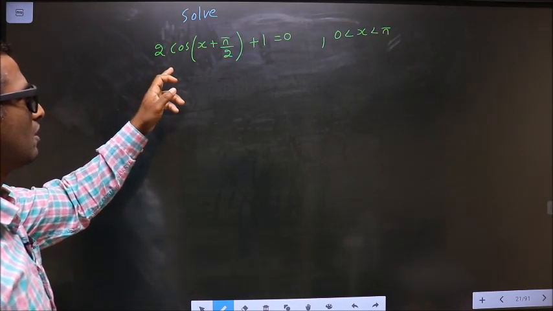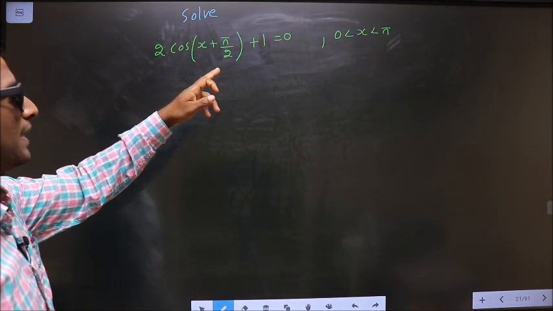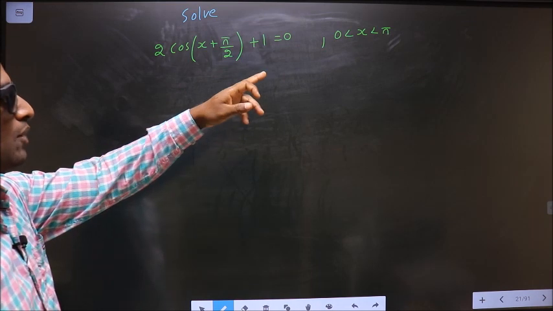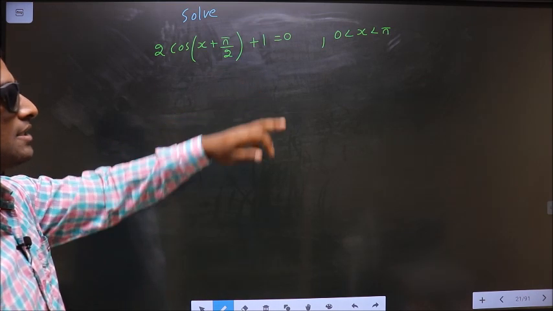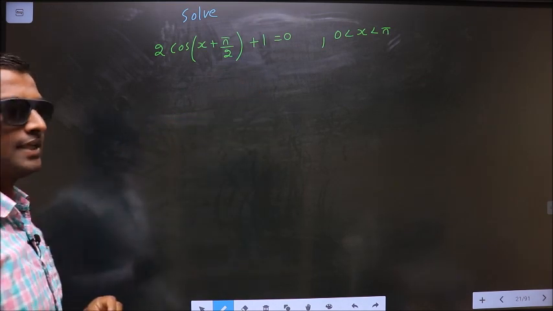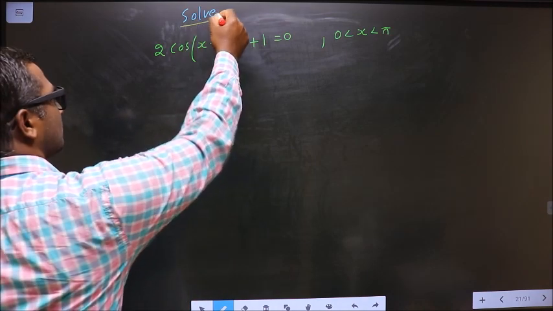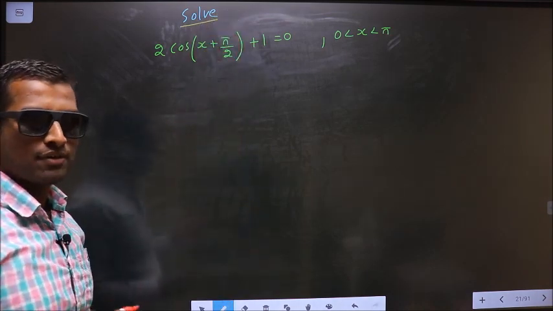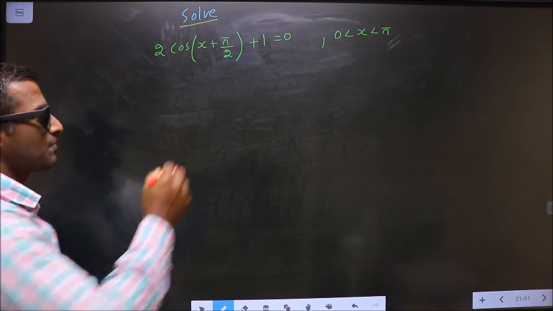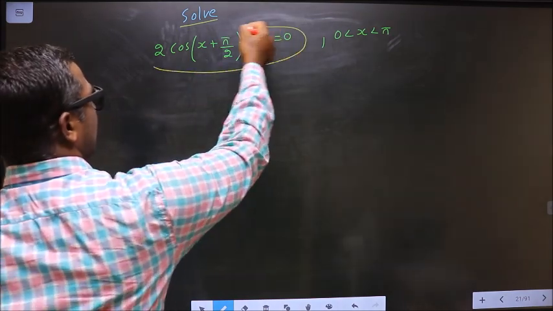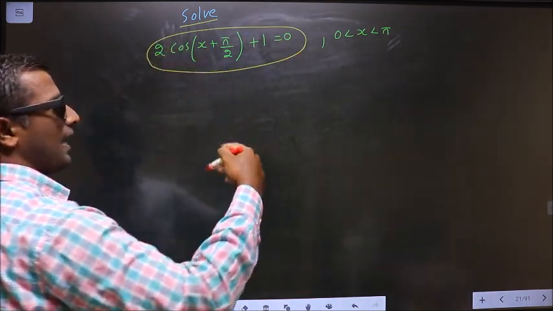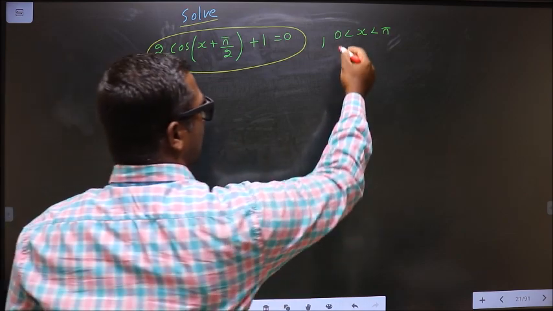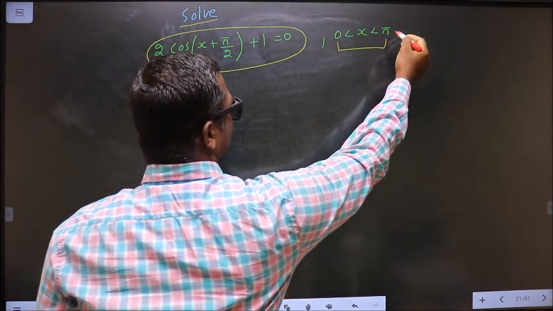Solve 2 cos(x + pi/2) + 1 = 0, where x lies in the interval 0 to pi. Here they told you to solve, which means you need to find the values for x satisfying this equation, and also it should lie in the interval 0 to pi.